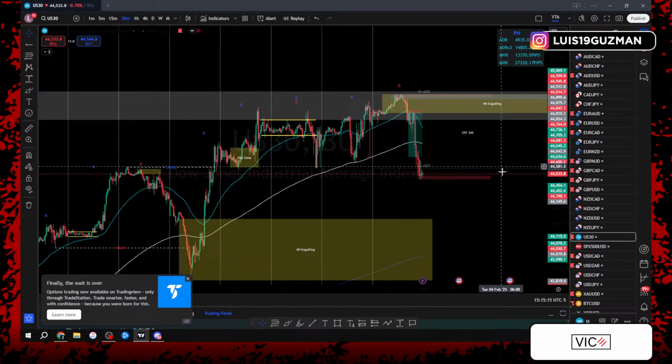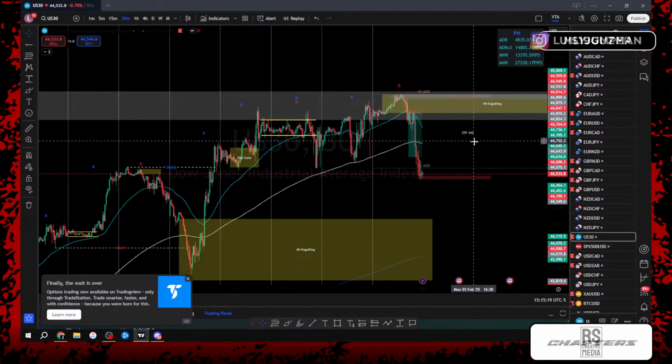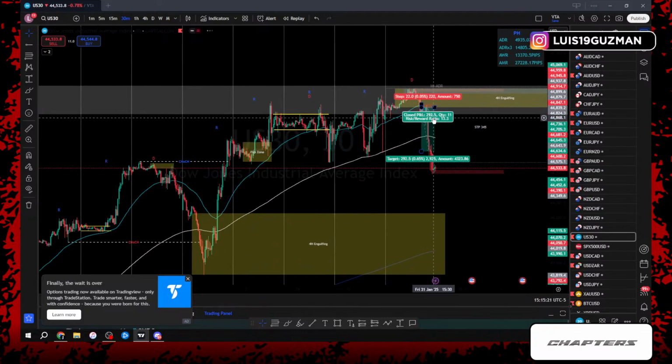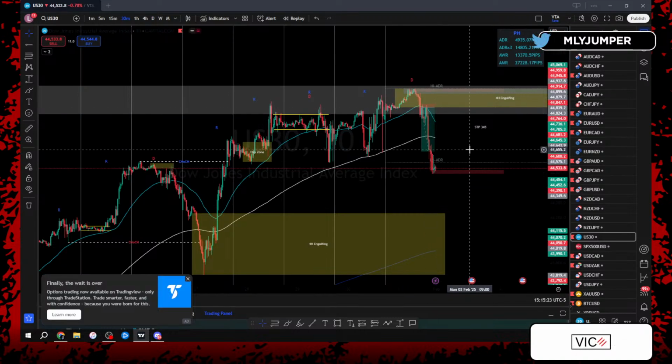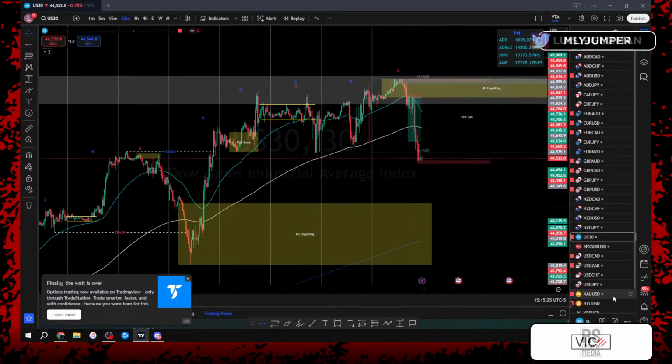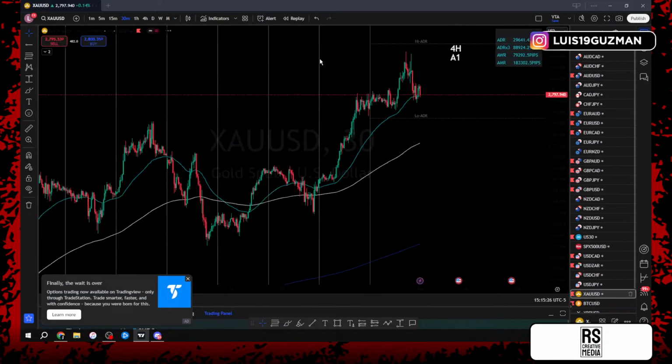I'll let you know. But that's the thing with US30. Like right now, US30, we're still at a higher high, higher low. This trade that we took was pretty much just a pullback. Anything else after that, I'm not 100% sure on US30.